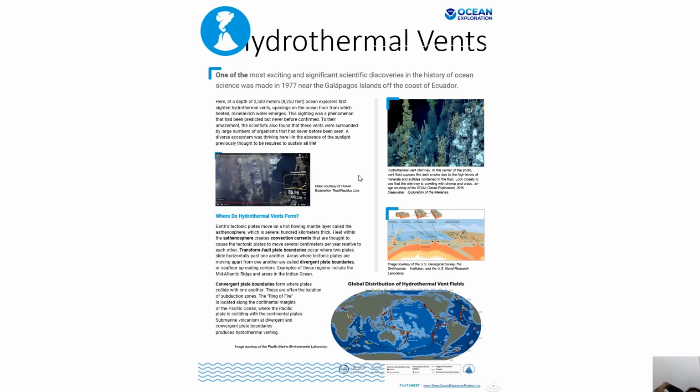So, where do these hydrothermal vents form? Earth's tectonic plates move on a hot flowing mantle layer called the asthenosphere, which is several hundred kilometers thick. Heat within the asthenosphere creates convection currents that are thought to cause the tectonic plates to move several centimeters per year relative to each other. Transform fault plate boundaries occur where two plates slide horizontally past one another. Areas where tectonic plates are moving apart from one another are called divergent plate boundaries or seafloor spreading centers. Examples of these regions include the Mid-Atlantic Ridge and the areas in the Indian Ocean.